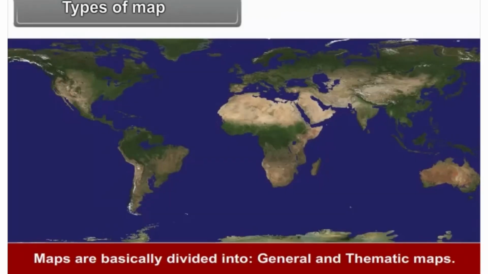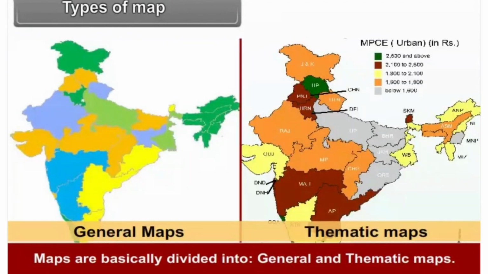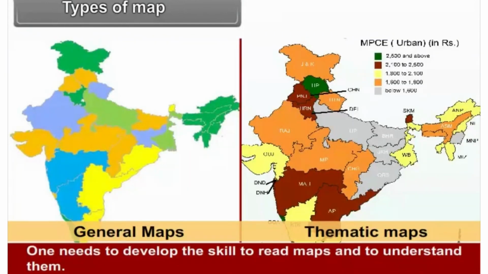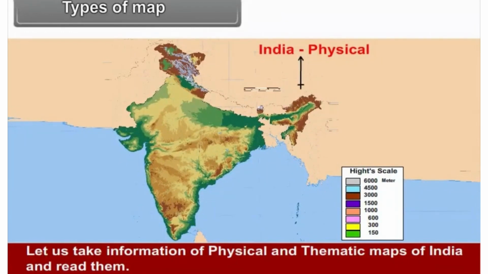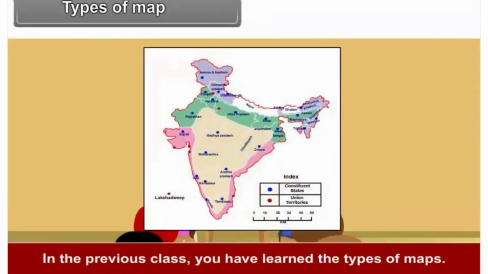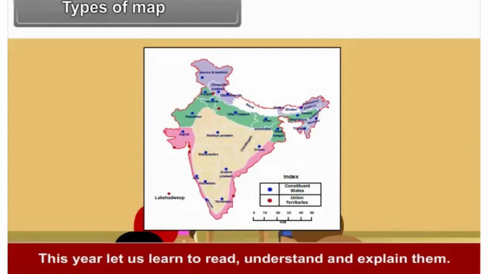Maps are basically divided into general and thematic maps. One needs to develop the skill to read maps and to understand them. Let us take information of physical and thematic maps of India and read them. In the previous class, you have learned the types of maps. This year, let us learn to read, understand, and explain them.